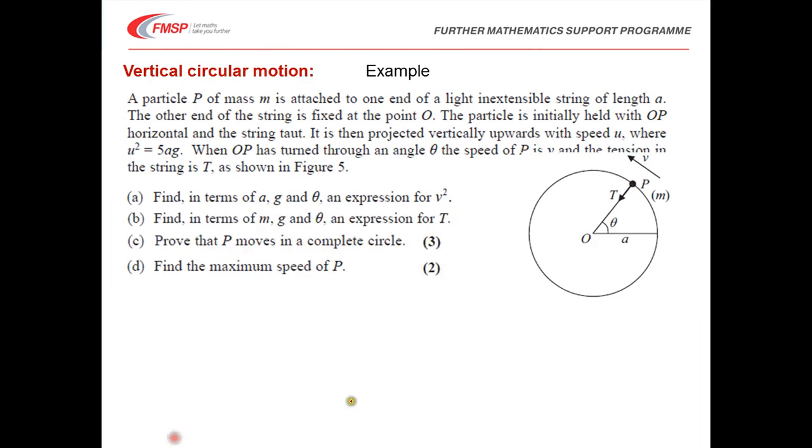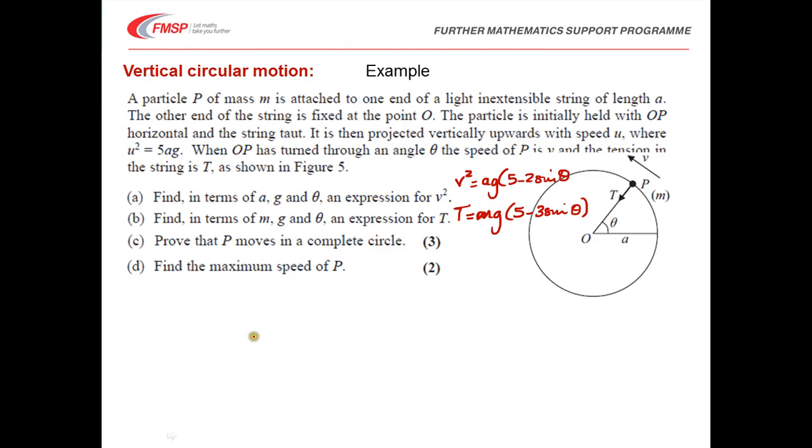Let's go to the next part of the question. Again, if you're pausing and working through yourself, here's a good time to do that. Okay, I'm just going to transfer my expressions. I had v squared is ag times 5 minus 2 sine theta, and my tension was mg times 5 minus 3 sine theta.